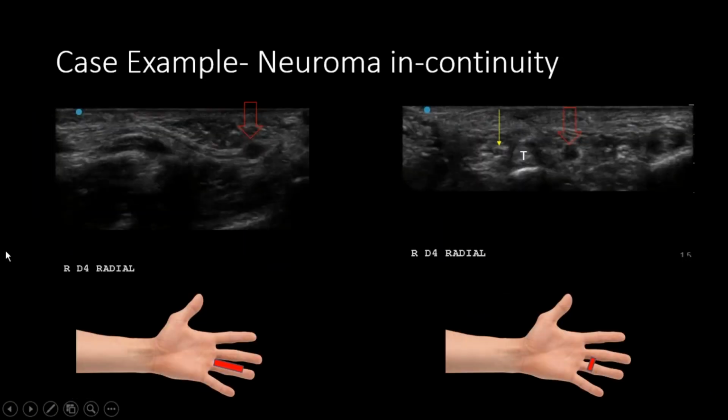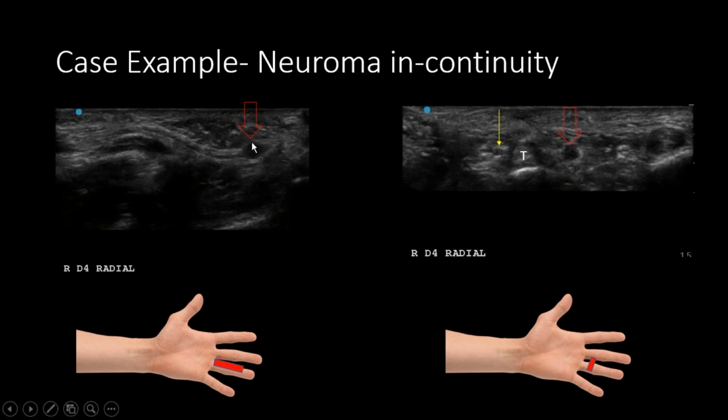Now the next case is neuroma in continuity, and this neuroma is a pure sensory neuroma. This is a patient who was in a fight and was assaulted, and a sharp object, a knife, hit the radial side of his fourth digit. He presented 6 to 8 months later with a very tender area on the radial aspect. If you press there, it gives him lancinating pain, and upon doing ultrasound, you can see sudden enlargement of the radial digital nerve, the digital nerve on the radial aspect of the ring finger.